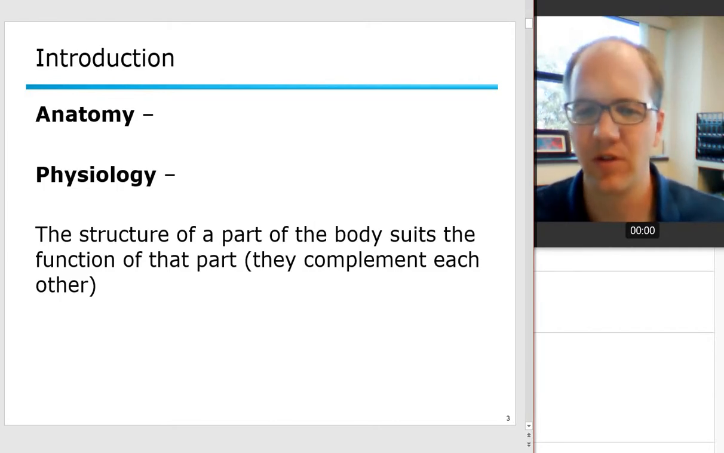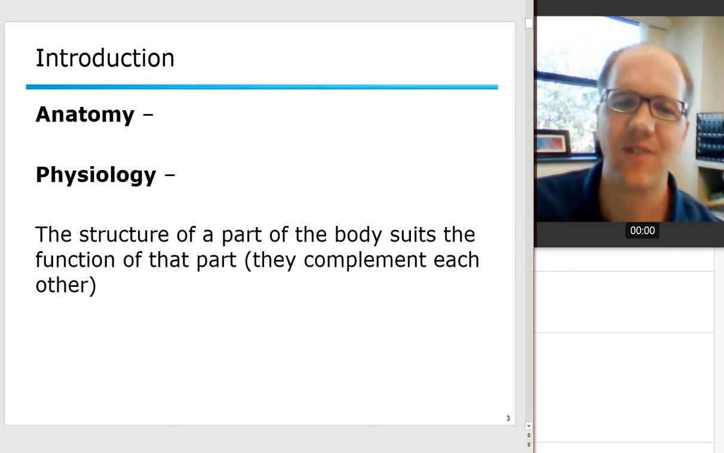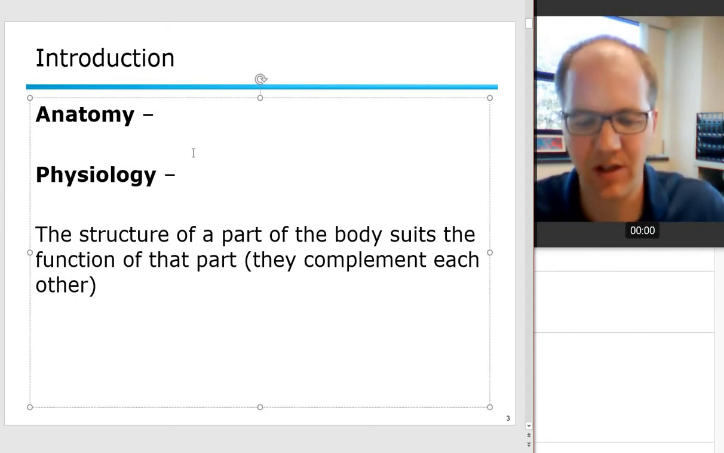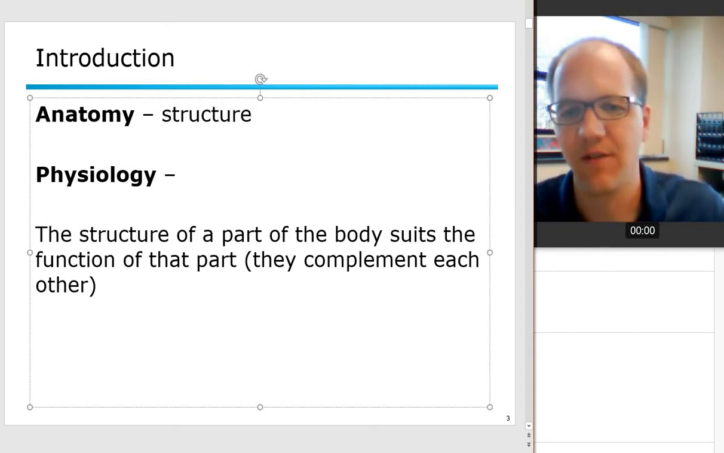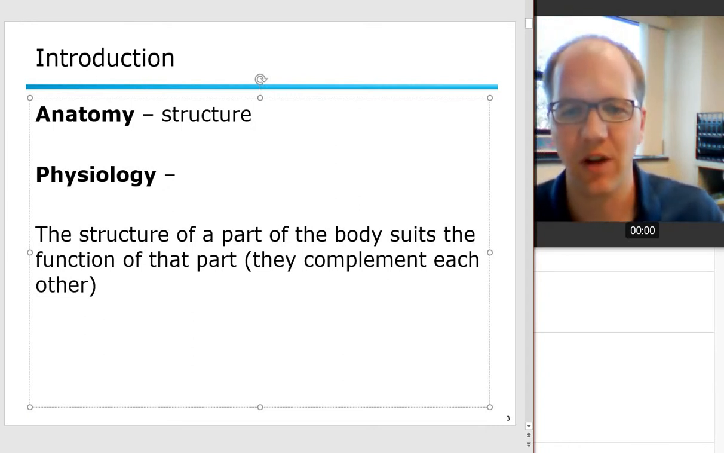You've probably heard these words. I know you've heard these words because it's in the title of this class, but have you ever had to define these words before? So anatomy, when we're talking about anatomy, we're talking about the structure of things, and how those structures relate to other things.